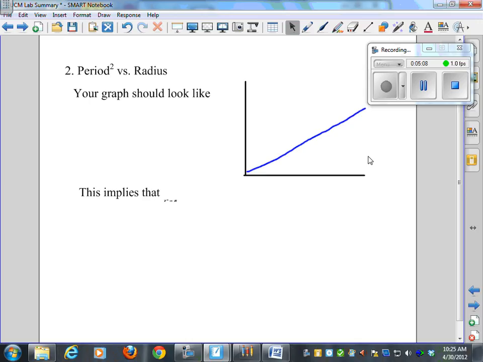Yeah. So this tells me that T squared is proportional to the radius. When the circle got bigger, the period got bigger, which means it's actually going slower. Think about it. When you go big, it's going slower.